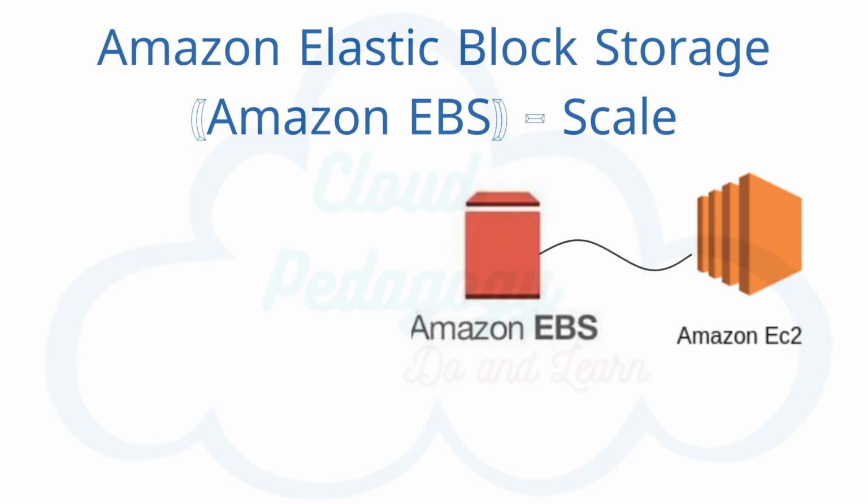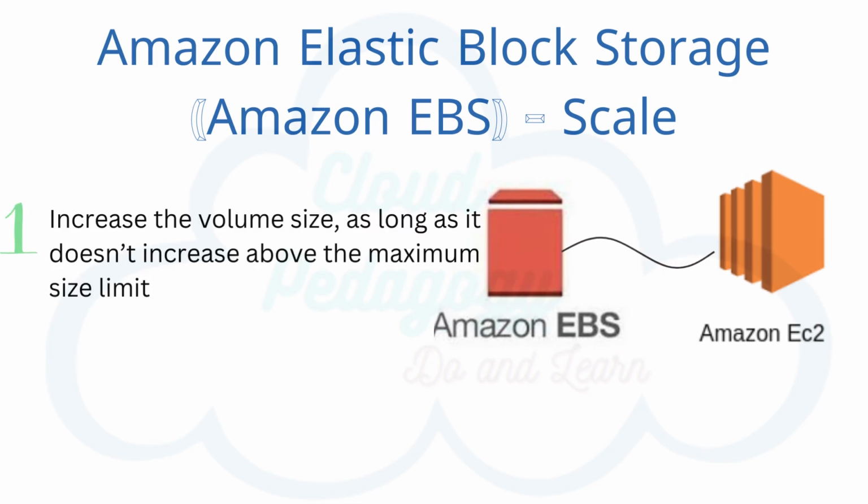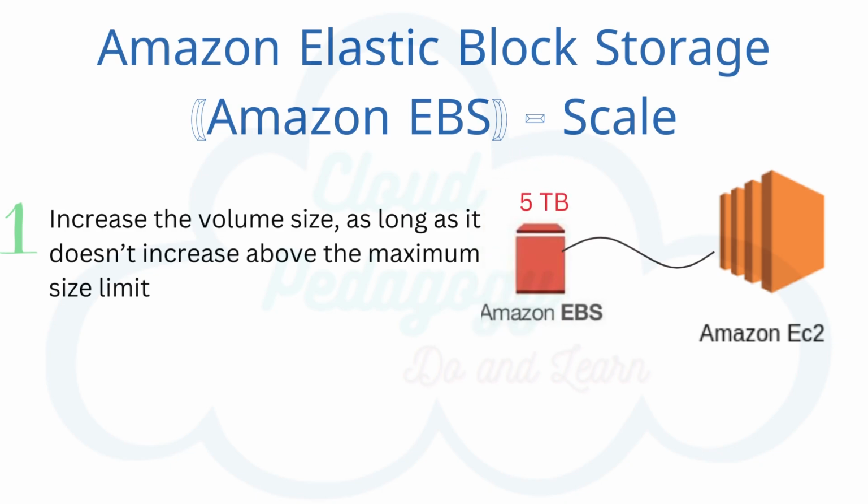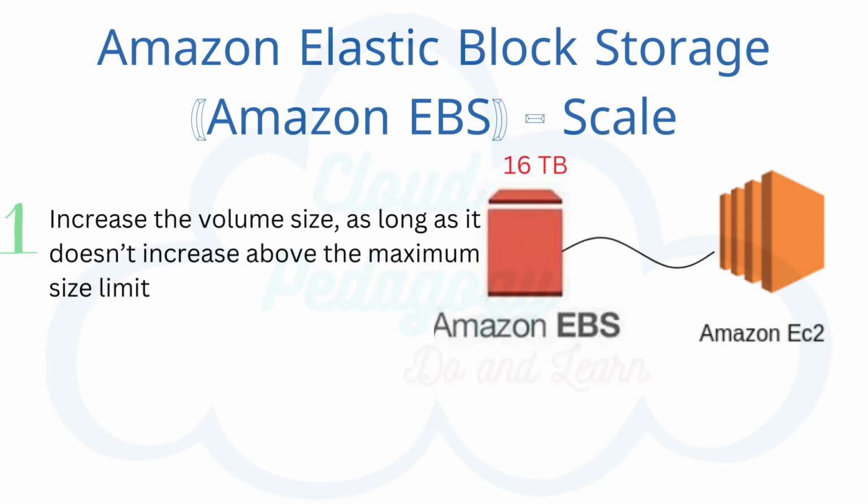So, how do you scale Amazon EBS volumes? You can scale Amazon EBS volumes in two ways. One way is to increase the volume size, as long as it doesn't increase above the maximum size limit. For EBS volumes, the maximum amount of storage you can have is 16 TB. That means if you provision a 5 TB EBS volume, you can choose to increase the size of your volume until you get to 16 TB.